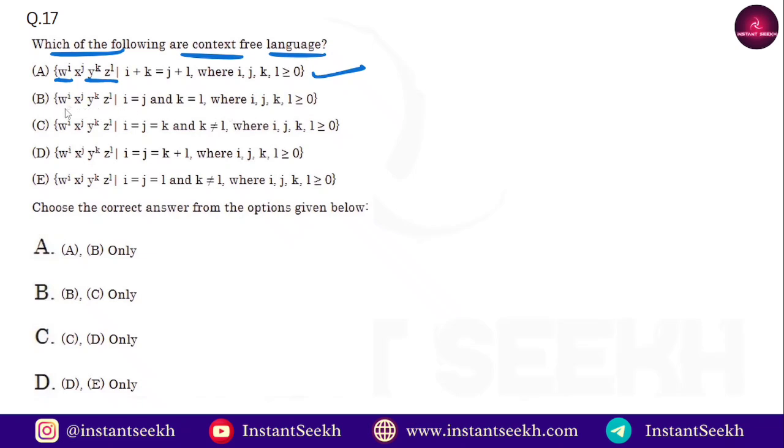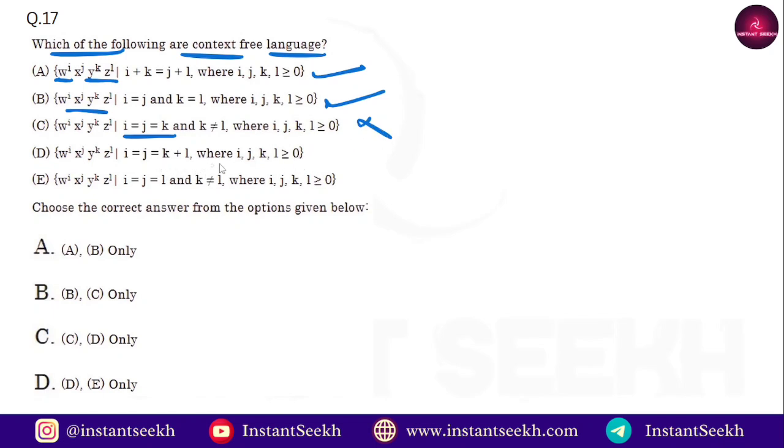Next, if we see this one, this is also a context free language where we create a context free grammar where w and x are generated together. Okay, so this is also a context free language. Next, C. Okay, if you observe closely, k not equal to 1, and the pattern is given i equal to j equal to k. So this is not a context free language because the constraint i equal to j equal to k imposes a condition that requires counting and comparing three separate counts, which cannot be achieved by a context free grammar. So this is not a context free language.